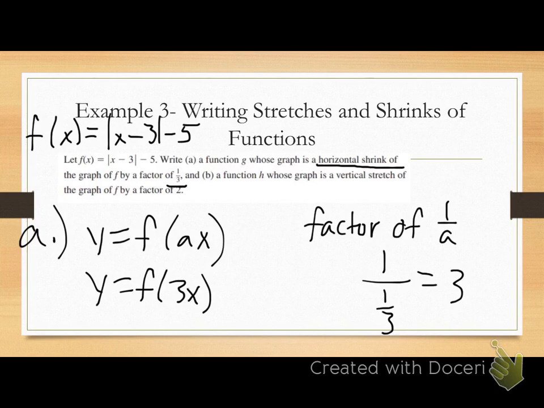Did everyone see that? For our horizontal stretches and shrinks, we've got to do a factor of 1/A. So I take my factor, put it under 1, type it in my calculator, and that's what I'm plugging in for A. Okay? Can I erase this little sidebar about our factor? Okay.